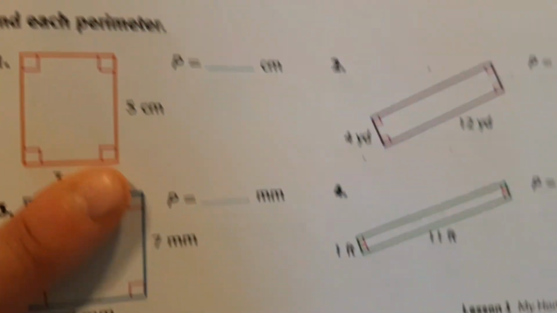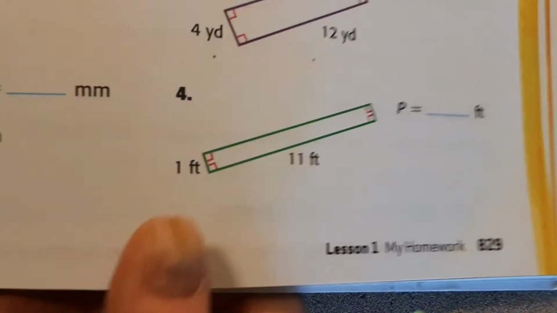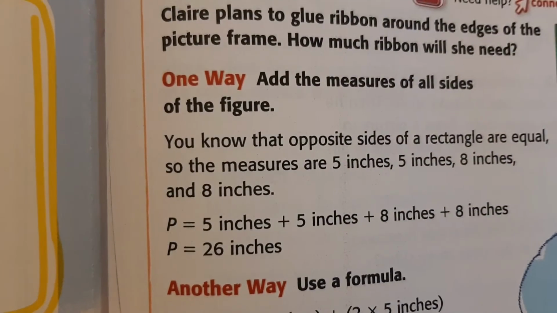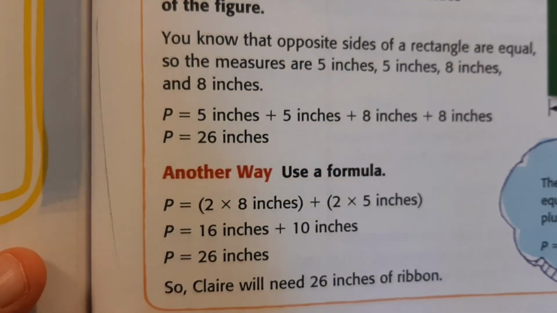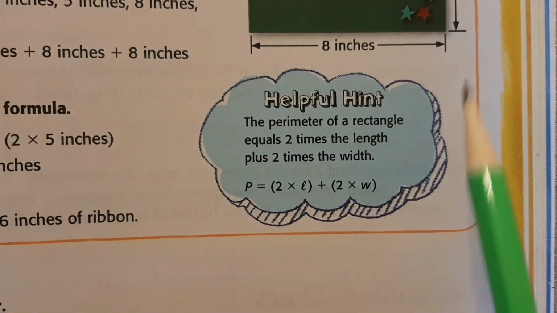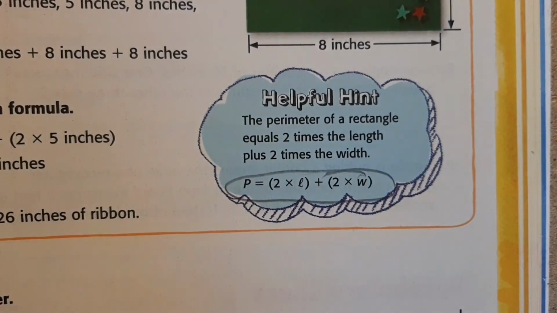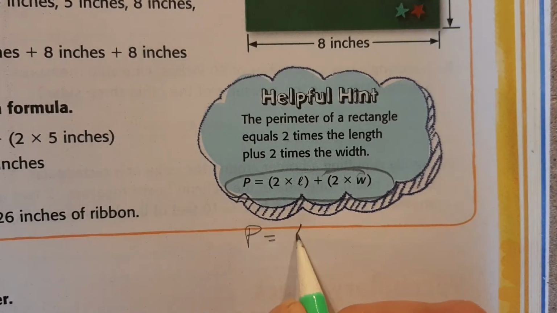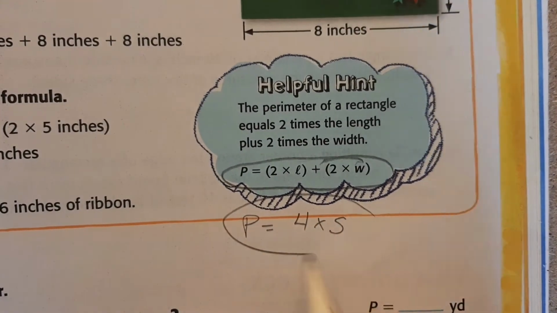I want you to take a look now at 829. On 829 at the top, it has the formulas. I want you to circle that. And underneath it, I want you to write perimeter equals 4 times S for a square and circle that.